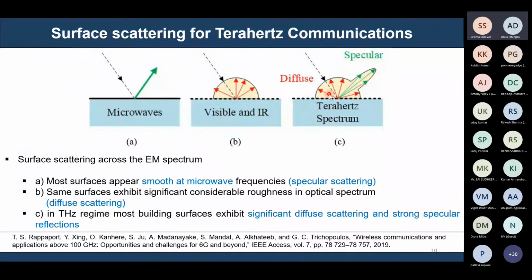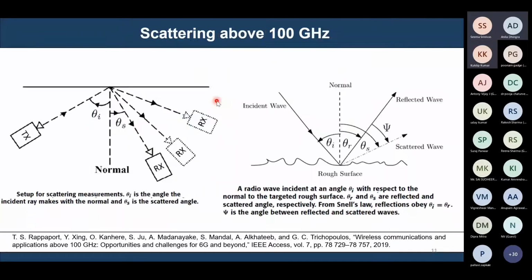So this specular scattering is very strong. Diffuse scattering is a very serious issue in this particular domain. So generally, how do people measure it in a practical setup? You hit a beam at a terahertz on a particular reflecting element, and you just put a receiver at a particular angle. So this is my incident angle, and this is my reflected wave angle. You put a receiver there, and you get the max power here.